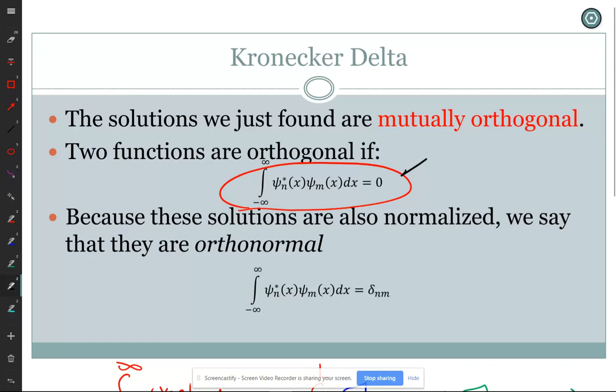And so this condition in the blue, soon to be in a blue box, combines the mutually orthogonal requirement of our solutions and the normalization requirement of our solutions. And so we call that equation in the box the orthonormal condition. Orthonormal means that each one of our solutions is normalized and mutually orthogonal to all the others.